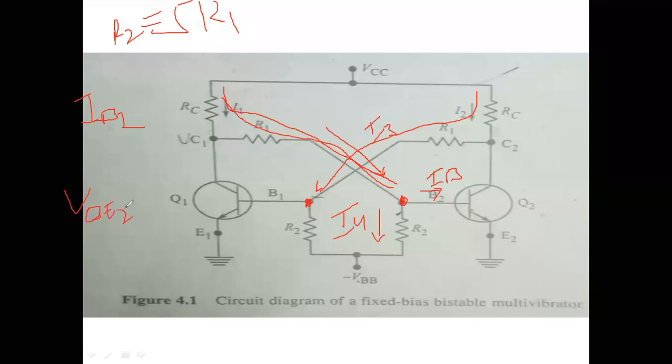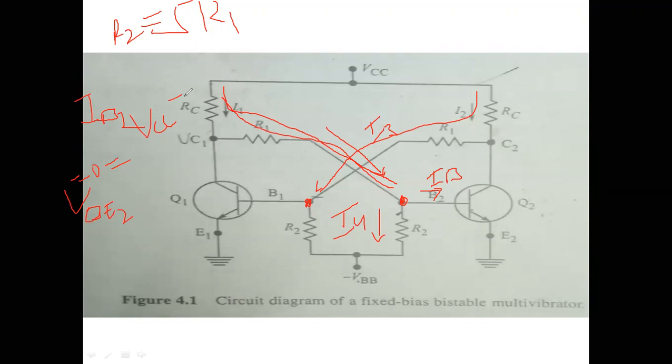VBE2 is nothing but VBE sat, because this is an on transistor. Therefore, we assume this voltage as 0. We assume this voltage as 0, equal to this voltage, that is nothing but VCC minus the voltage at this point. That is nothing but VCC minus VBE sat.